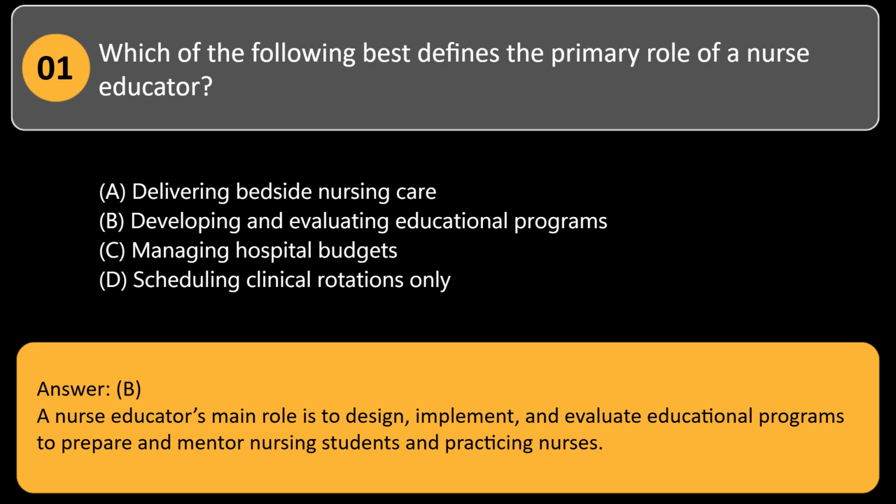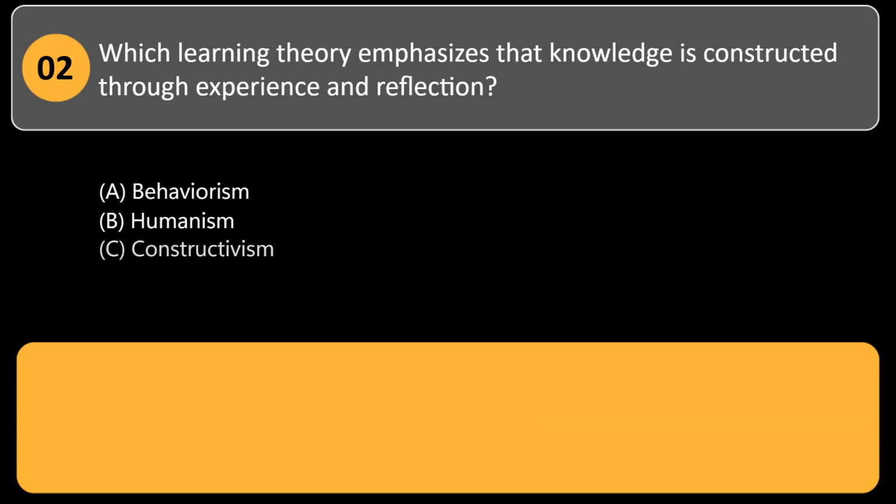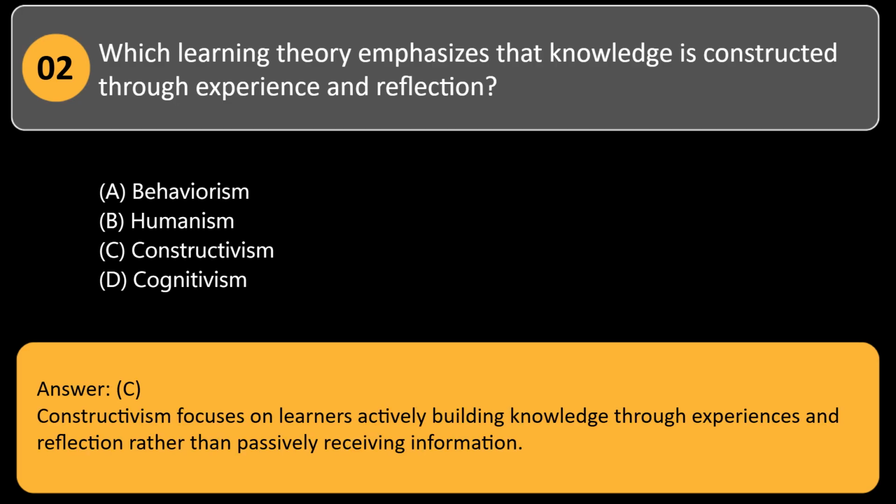Which learning theory emphasizes that knowledge is constructed through experience and reflection? A. Behaviorism. B. Humanism. C. Constructivism. D. Cognitivism. Answer: C. Constructivism focuses on learners actively building knowledge through experiences and reflection rather than passively receiving information.